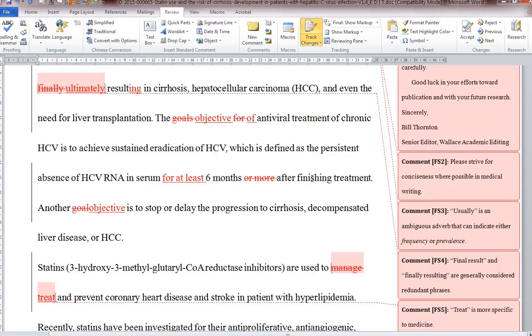After finishing treatment, I don't like this. Okay, which is defined as the persistent absence of HCV RNA in serum for at least 6 months after finishing treatment. Well, what is finishing? Okay, it's implied that the medical technician, the physician, the nurse, the healthcare provider, I think in this instance it would be a physician, but after finishing treatment, could even be a patient in some contexts. The point is, what finishing is attributed to is rather unclear. I don't like this. I'm going to get rid of the verb and change it to completion.